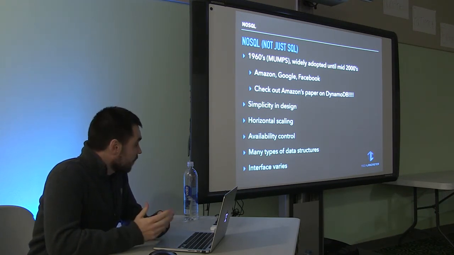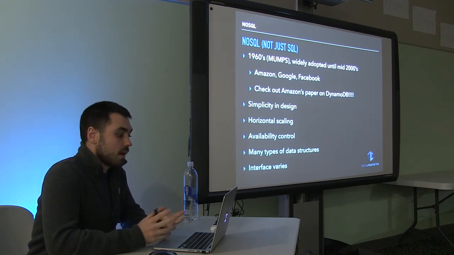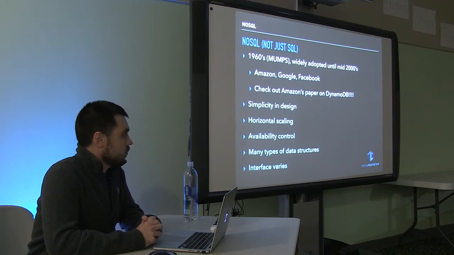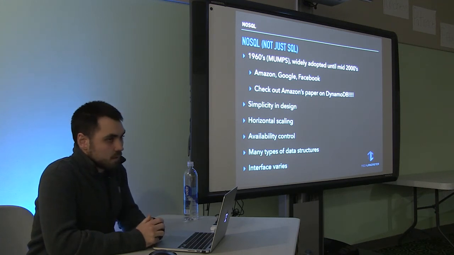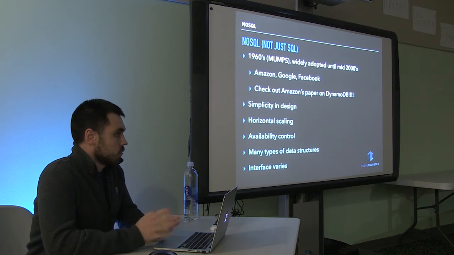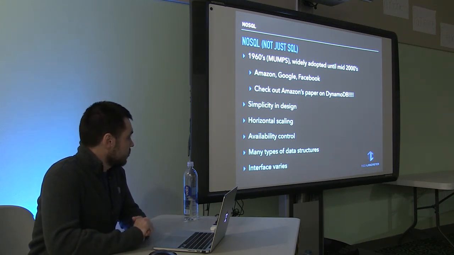The reason it became big was mostly the big data boom, and mostly the big tech companies like Amazon, Google, and Facebook. Specifically Amazon, though. The Amazon DynamoDB paper is really excellent to read if you're into white papers. It's a really approachable white paper in the computer science world, so I highly suggest checking it out.